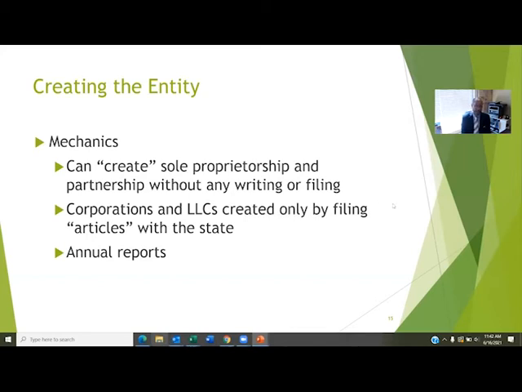Just very generally, some of the key differences between an LLC and a corporation: an LLC is what's called a pass-through entity. So everything you earn flows through on your personal taxes. Versus a corporation, where you have dividends as an owner of the corporation. Just as if you own stock in GM or wherever, you get a dividend every so often. And under current tax law, dividends are taxed differently than income.